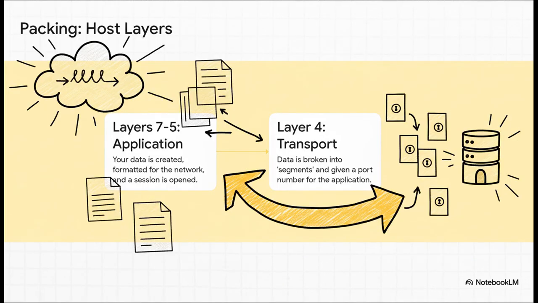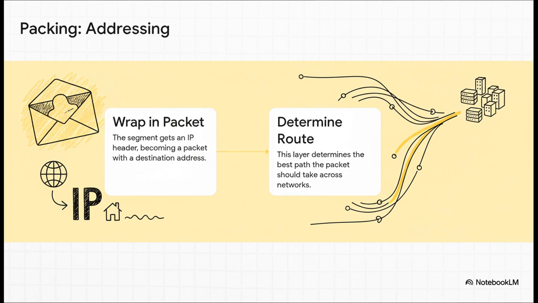Okay, so it all starts at the top, in what we call the application layer. This is where your request is actually created and formatted. Then the transport layer jumps in. It chops your request into smaller chunks called segments and slaps a port number on each one. That port number is crucial. It's like a specific apartment number that makes sure the data gets to the right application on the server, your web browser, and not your email client. Let's go down to the next layer and see how this doll gets bigger.